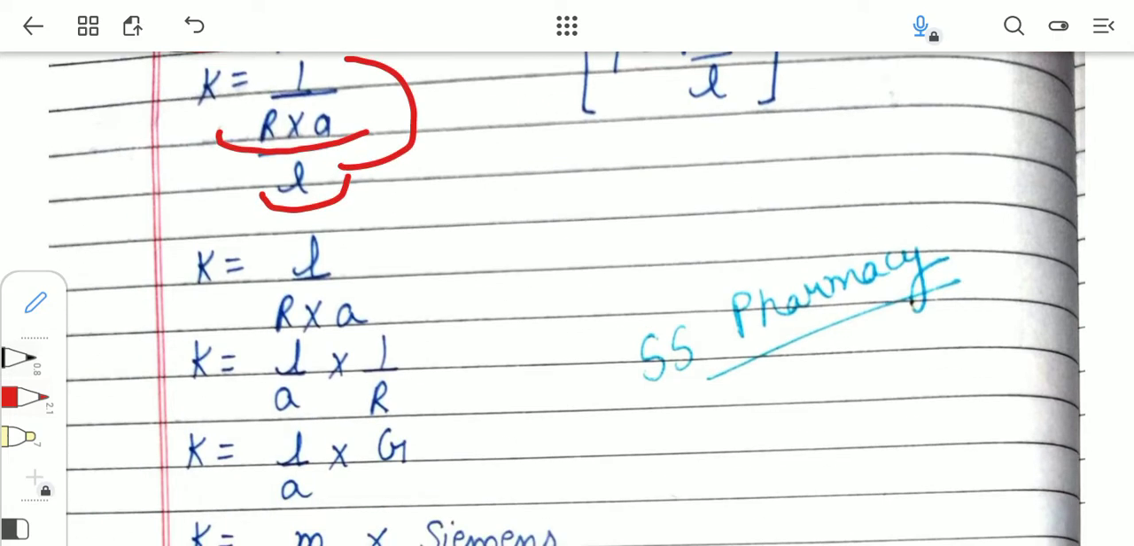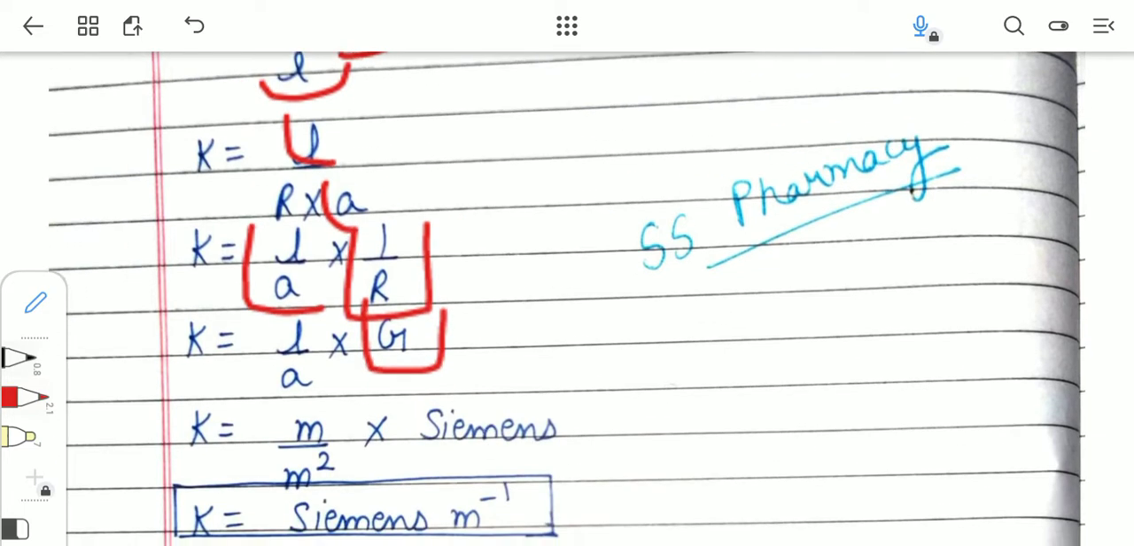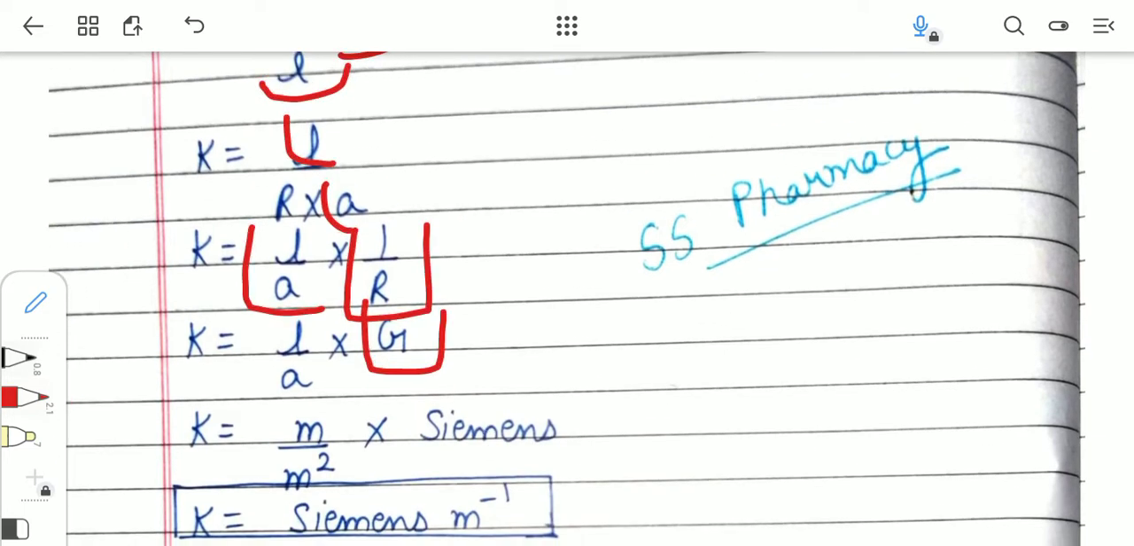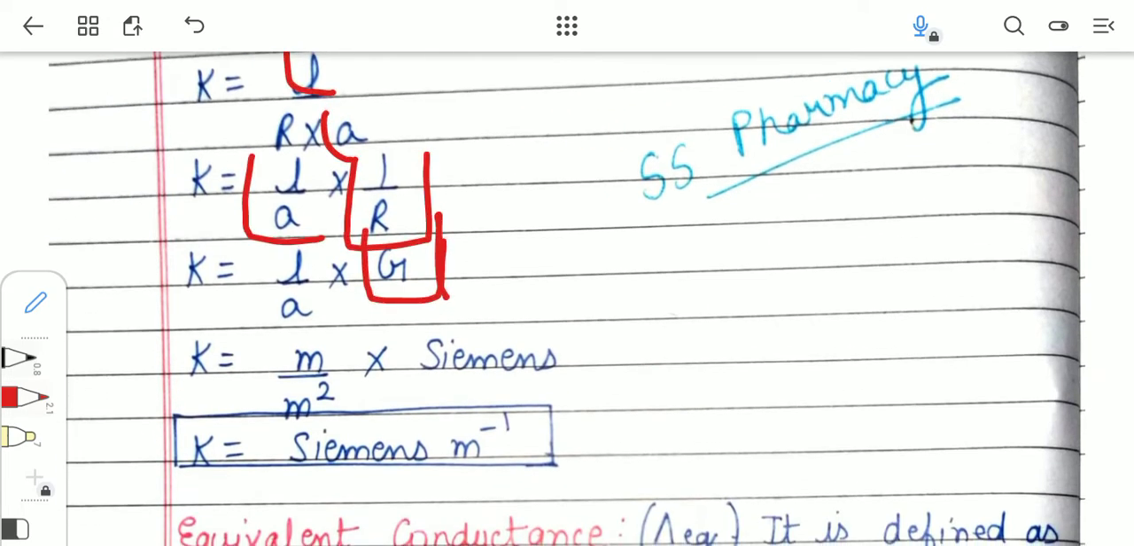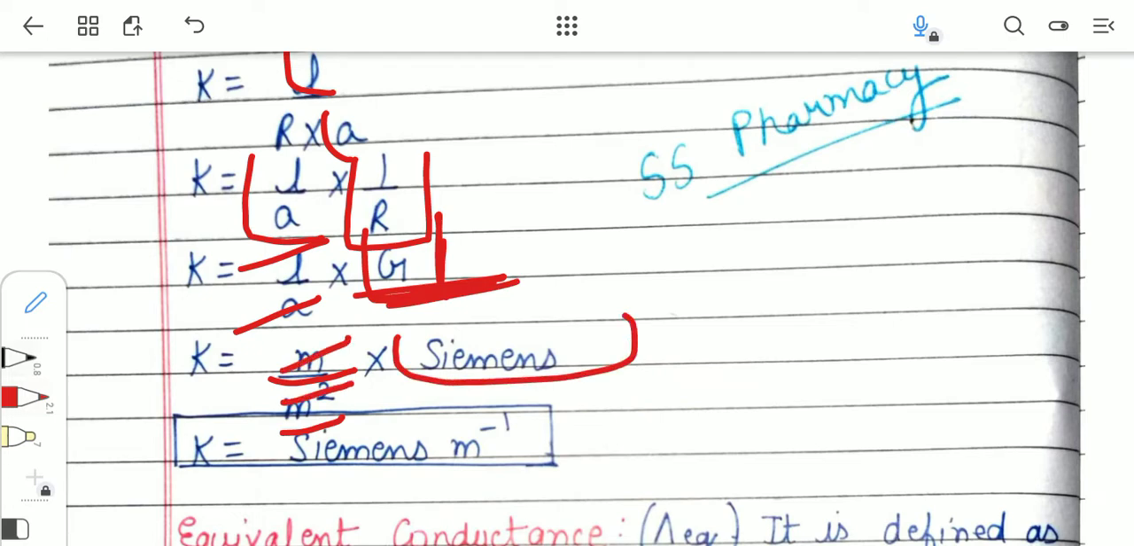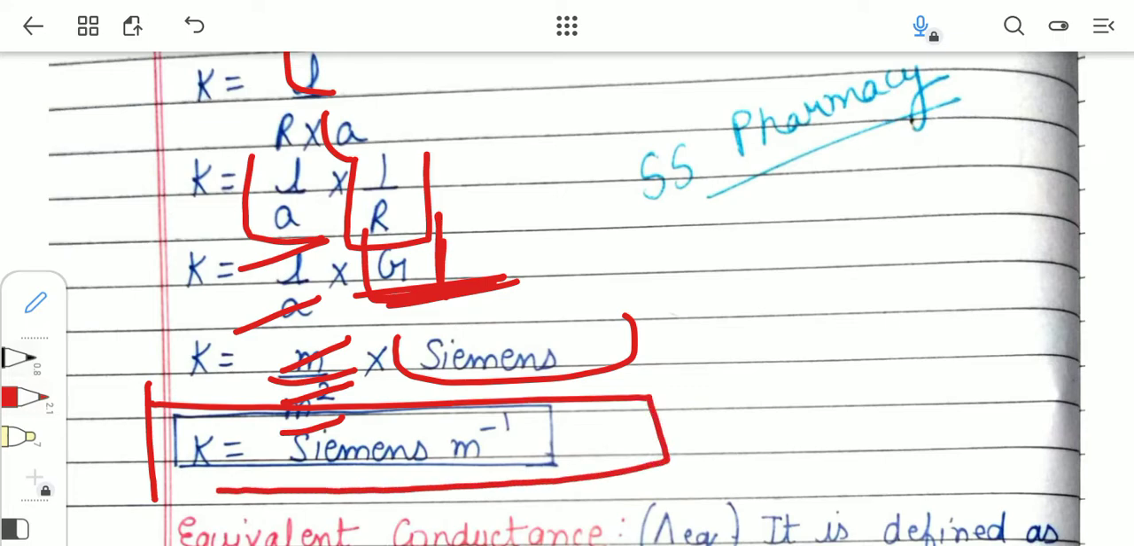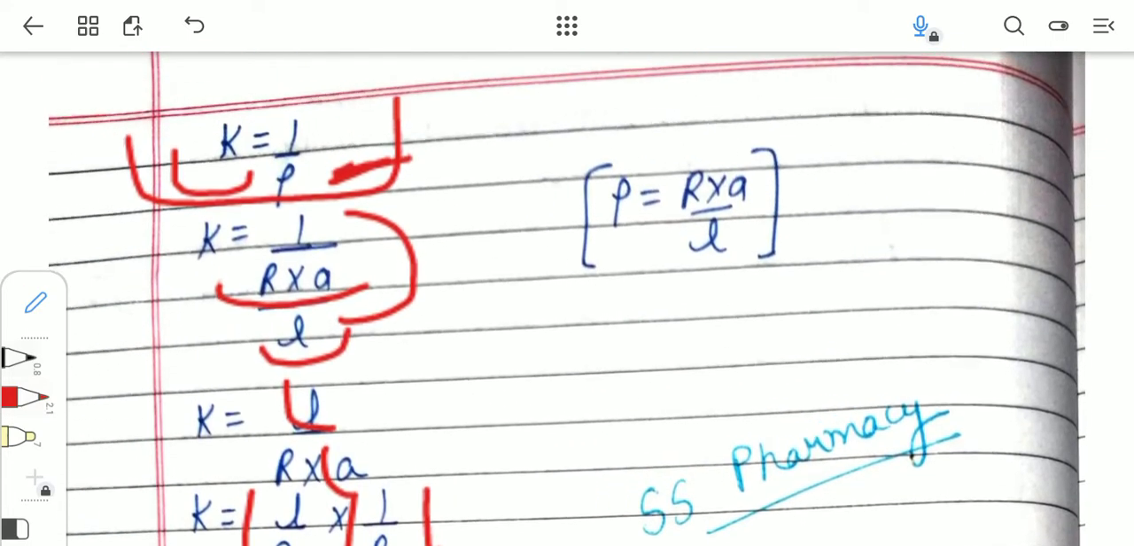So if we take L by A, then 1 by R is our conductance, so we will replace 1 by R with G, our conductance. We know that the length and the area are uniform, so meter upon meter square, and we know the unit for conductance is Siemens. So 1 meter will be cancelled, and it will be Siemens per meter. This is how we have derived the unit for our specific conductance. I hope it is clear to you.